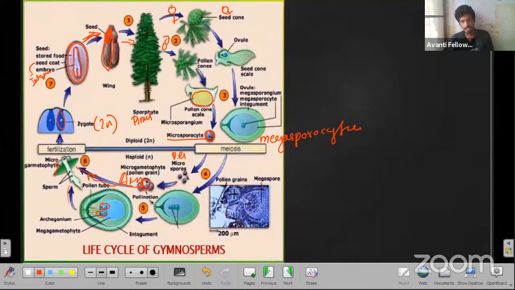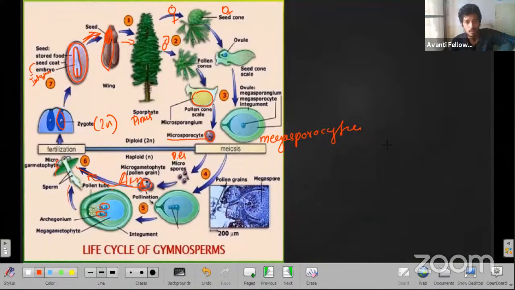So there are some questions. Is it a dicot? No, it's not a dicot. Dicots and monocots only come under the angiosperms. Here there is no differentiation of cotyledons. Here only embryos are present with the particular storage.